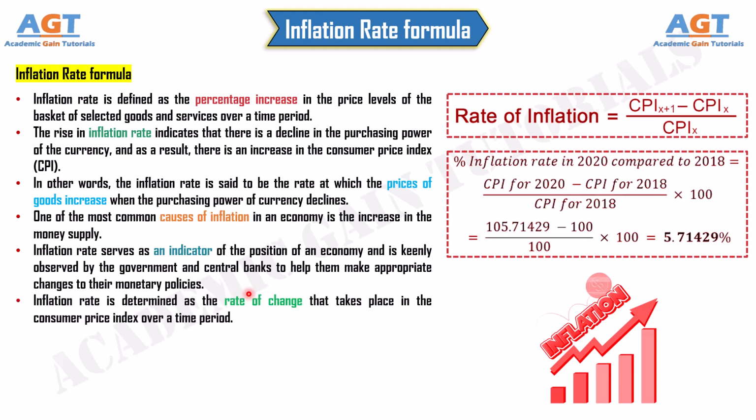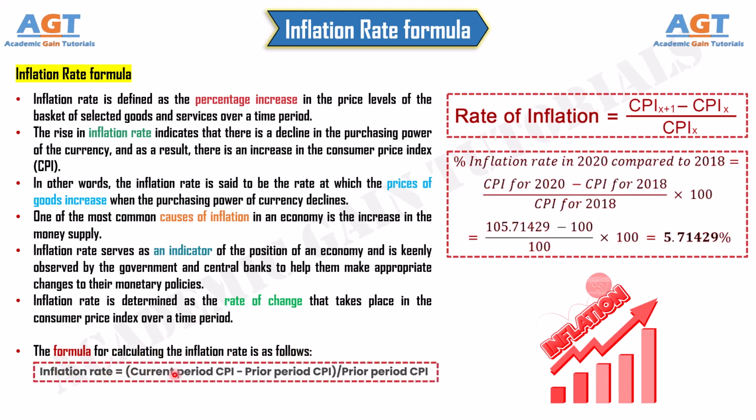Inflation rate is determined as the rate of change that takes place in the Consumer Price Index over a time period. The formula for calculating the inflation rate is: inflation rate equals current period CPI minus prior period CPI, the whole of it again divided by the prior period CPI.